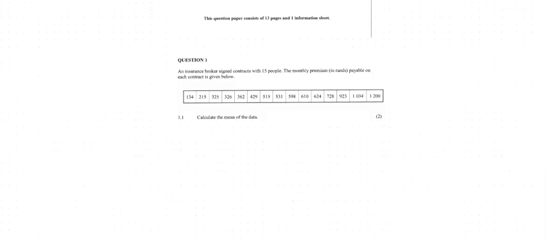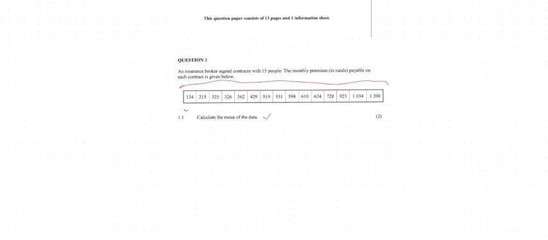Now, what we have to calculate is 1.1, which is: calculate the mean of the data. This is the key data we have, and we have to calculate the mean of this data. So we are looking at the data set of monthly insurance premiums, and we have 15 premiums in rands, as you can see over here. Our first task is to calculate the mean of this data.